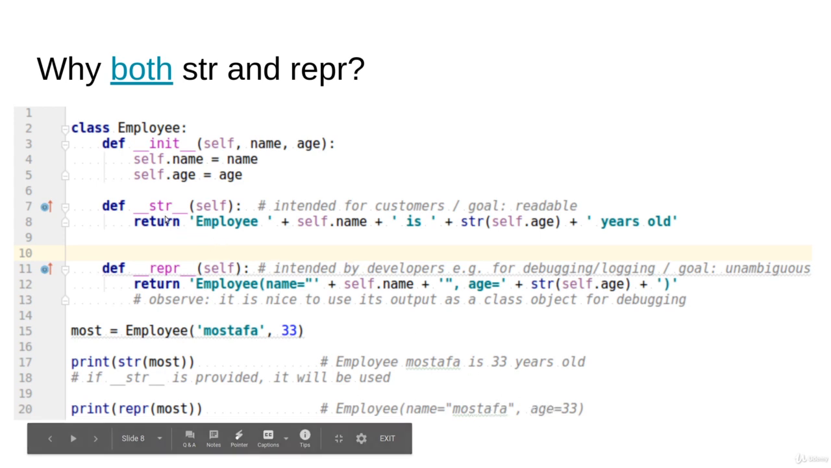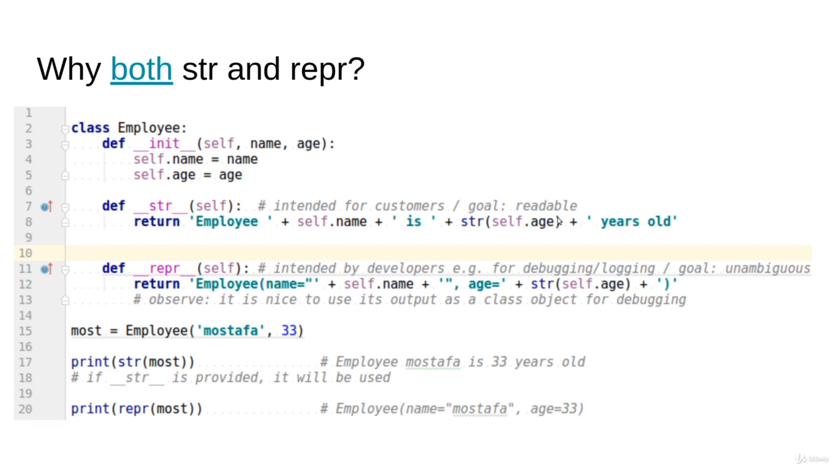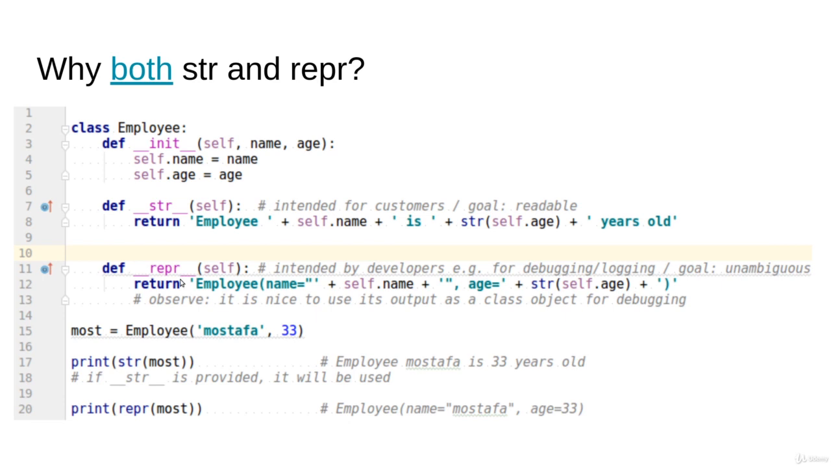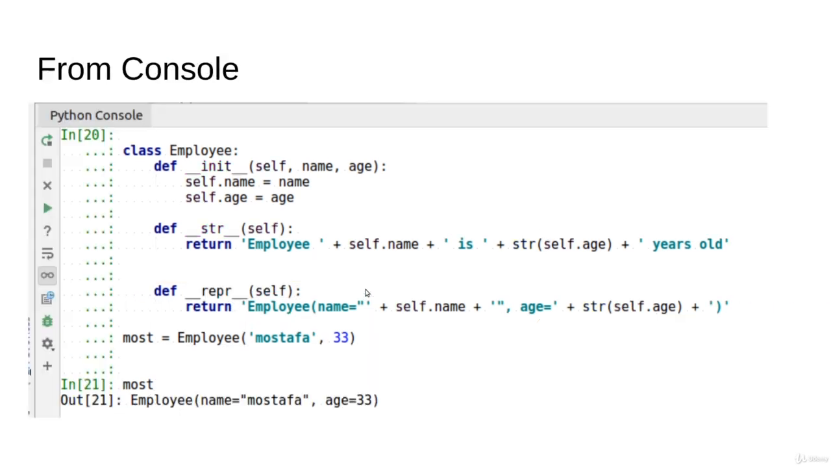Again, the target of str is to be readable, something that the customer will read. But the target of repr is something complete, that we can make use of during debugging or logging, something unambiguous. So do not miss some important variables or print them in an ugly way. This is mainly the motivation. Again, provide repr for every class. This is very important for logging and debugging purposes.